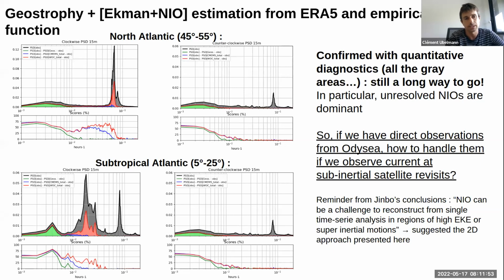So this is the quantitative diagnostic that confirms that a large part of the NIOs is still missing. If you look at the red area versus the total gray area, there is a long way to go. And that brings up the question: if we have direct observations from Odysseus, there will be a lot of unknowns at near inertial frequency, and the challenge is how to handle that. And here I remind Jimbo's conclusion.